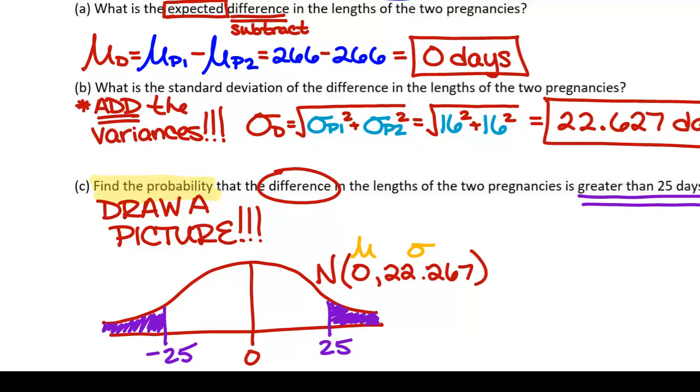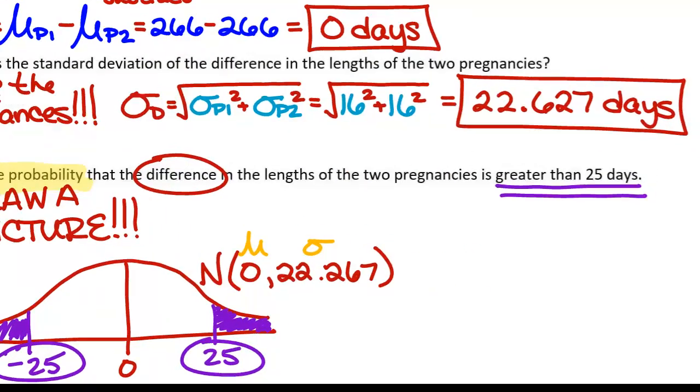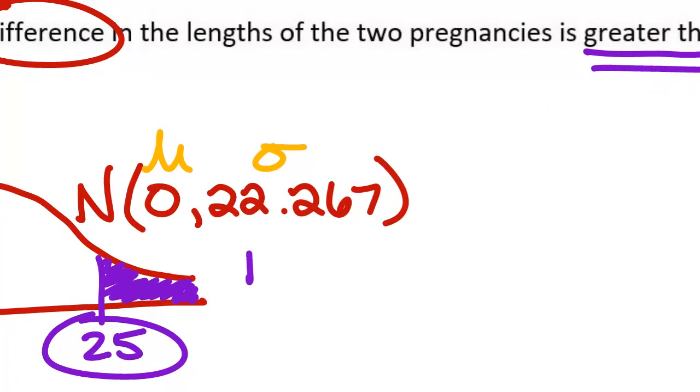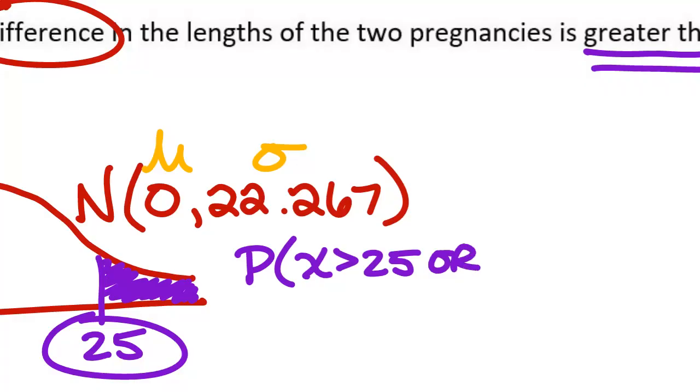Normal distributions are symmetric, right? And I have the same distance away from the mean on either side here. I can calculate the probability of just one of these sides and then double it to get the total probability of everything that I have shaded in here. So we're going to do a normal CDF. So we are finding the probability that X is greater than 25 or X is less than negative 25.